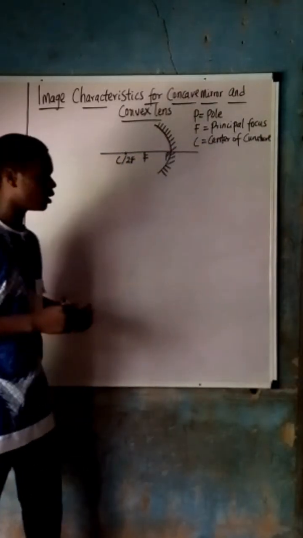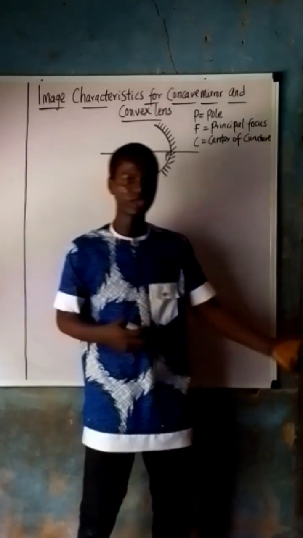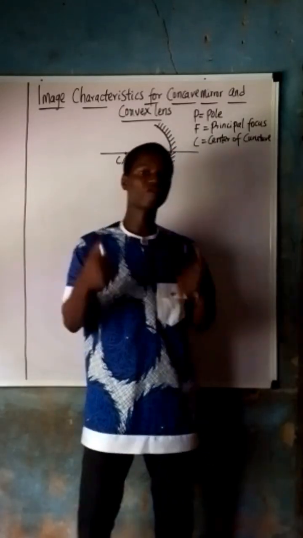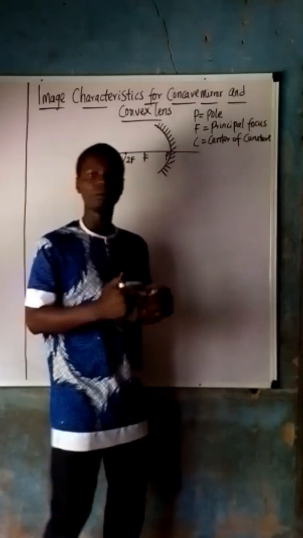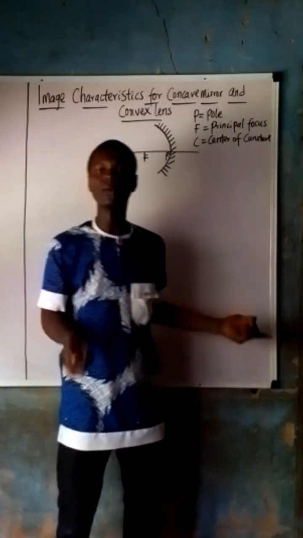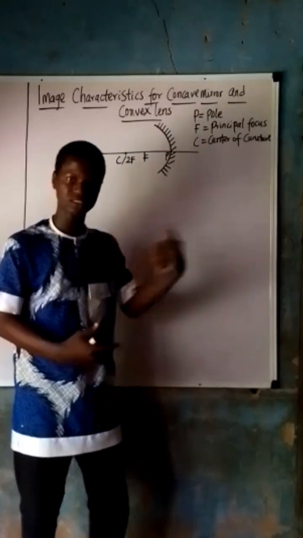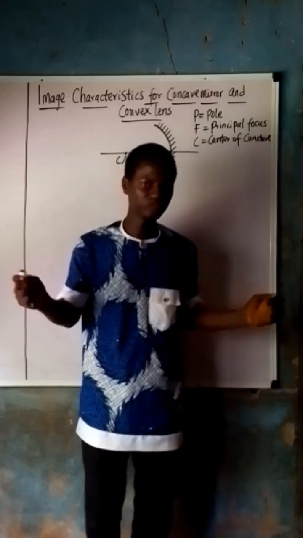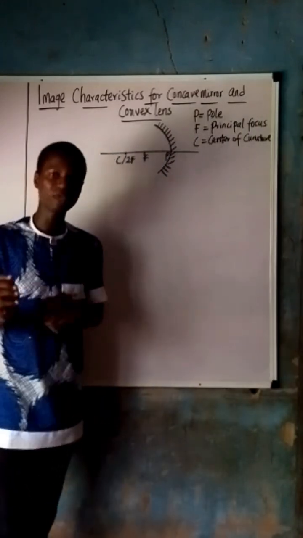Now let me explain. Why did I say C or 2F? If you are talking in terms of mirror, you use C. But if you are talking in terms of lens, you use 2F. So either way, we are talking about the same thing. C or 2F refer to the same thing. Now assume this is what we have.